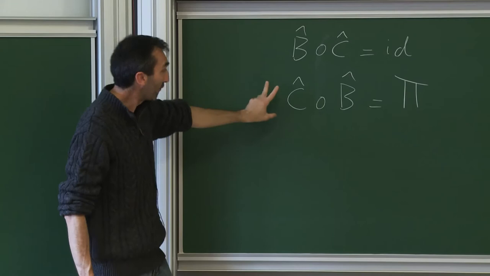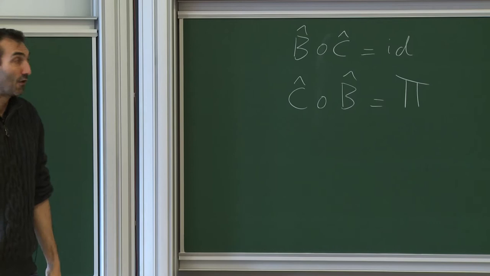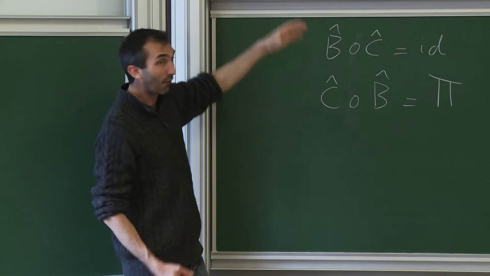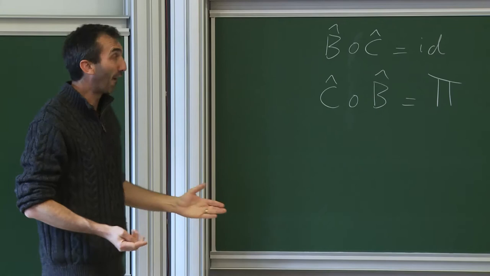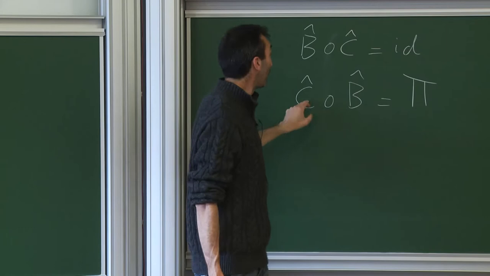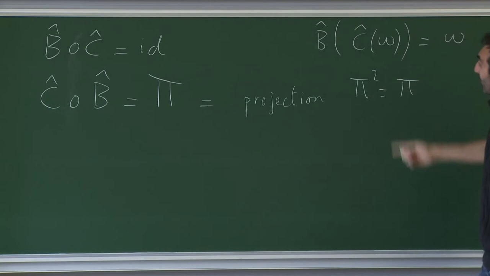On the other side, if you start from a certain cycle, you change it to a form by B hat, then you change it again to a cycle by C hat, you will not get the same cycle. What you will get is a projection. The space of cycles is twice larger than the space of forms, so it has the double dimension. This will be a projection on the image of C hat, with the property that pi square equals pi. So the space of cycles canonically splits as a direct sum. Yes, and this is a Lagrangian decomposition with respect to the intersection.